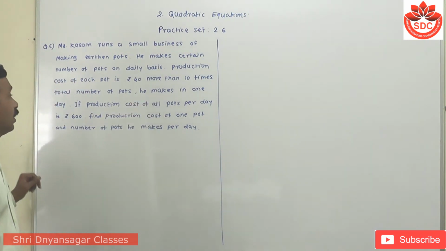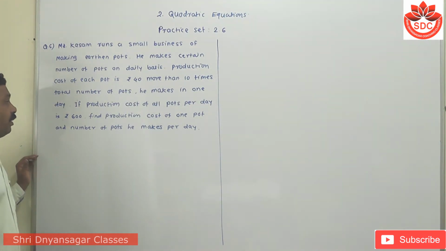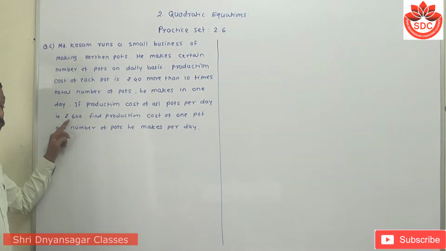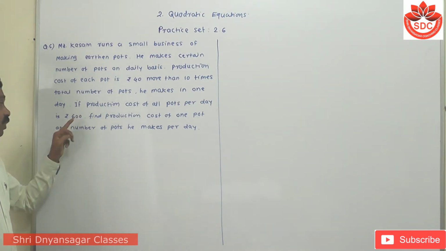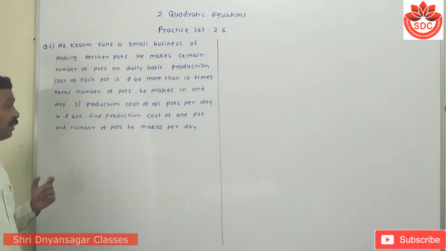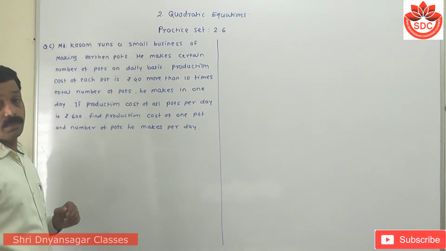He makes in one day. If the production cost of all pots per day is 600 rupees, find the production cost of one pot and the number of pots he makes per day.